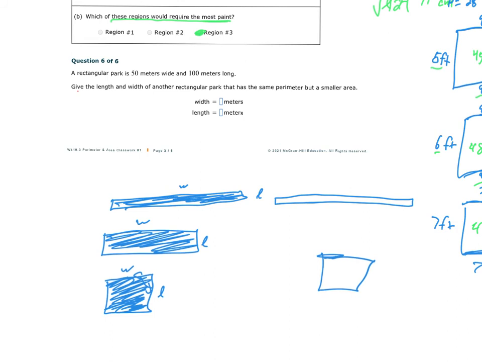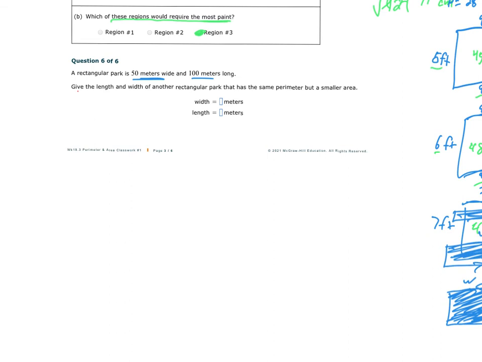Question 6. A rectangular park is 50 meters wide and 100 meters long. Okay, so it is not very square. It's pretty oblong. 50 meters wide, 100 meters long. Give the length of another rectangular park that has the same perimeter but a smaller area.